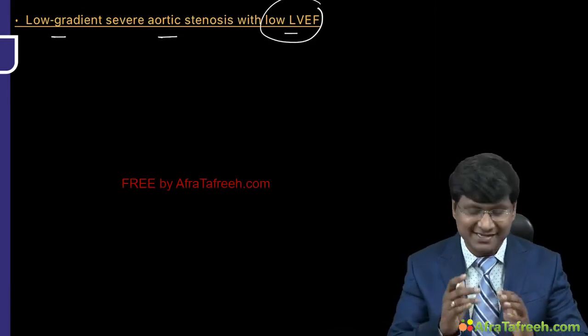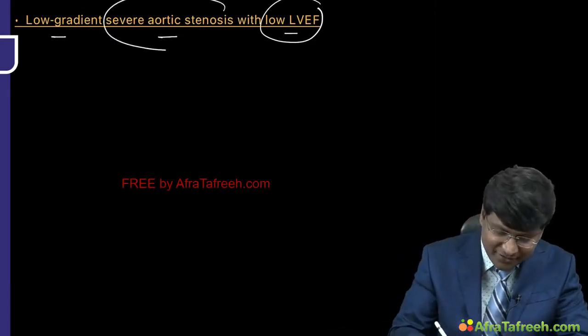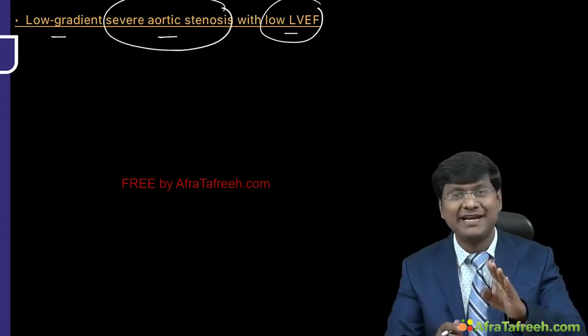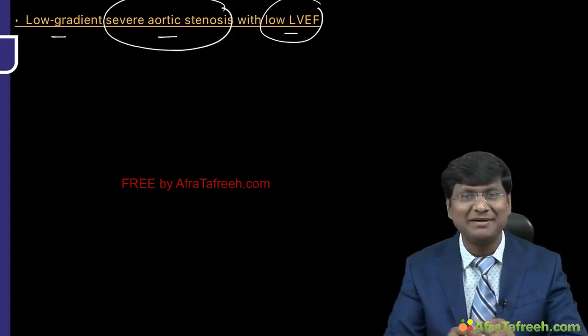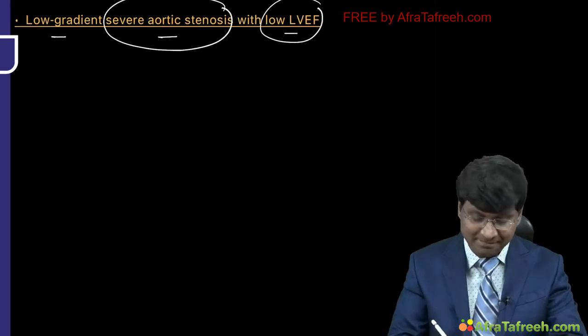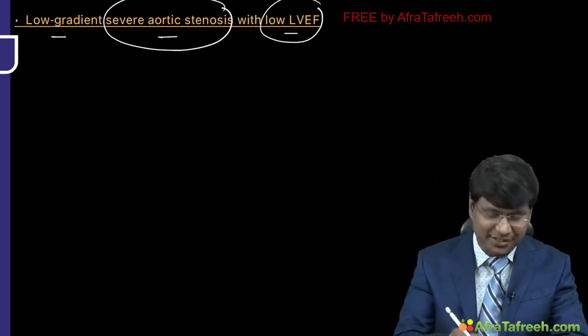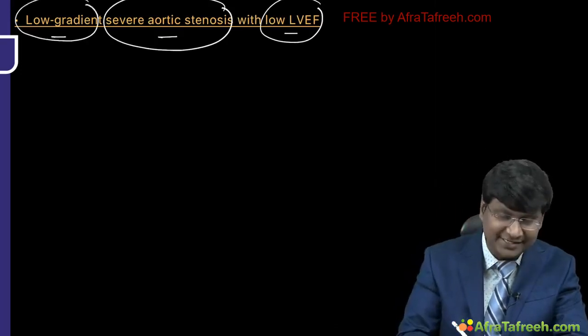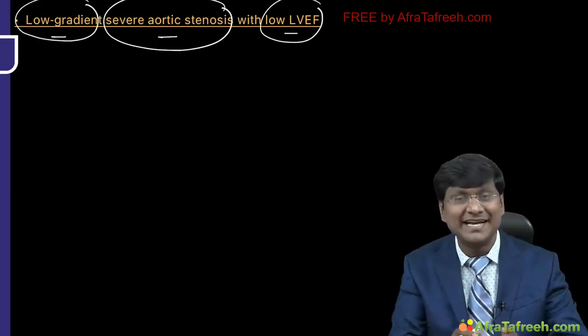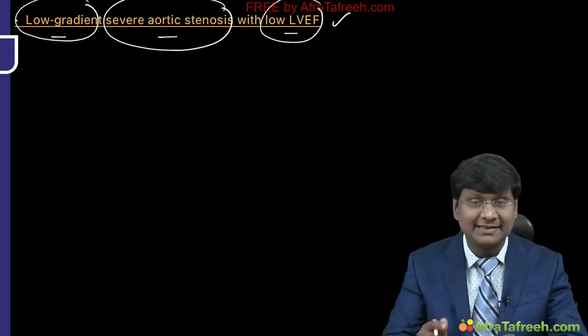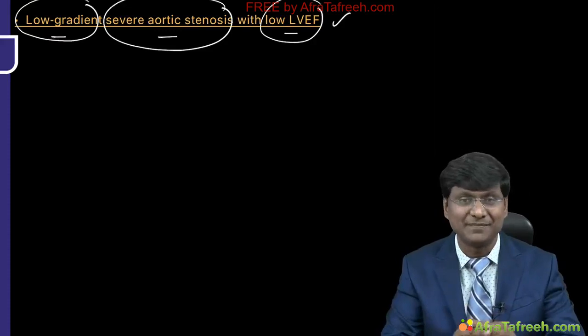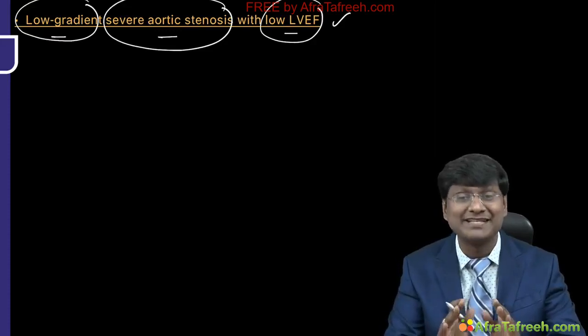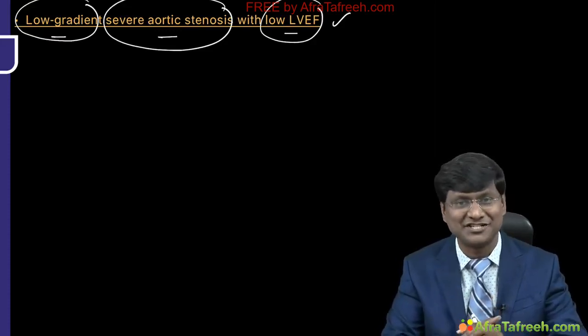Now, what is this? Whenever there is severe aortic stenosis, how much should be the gradient? That should be more than 40 millimeters of mercury. But even though there is severe aortic stenosis, there is low gradient. Now, how is it possible? It is possible when there is left ventricular failure. It is possible when there is left ventricular systolic dysfunction.